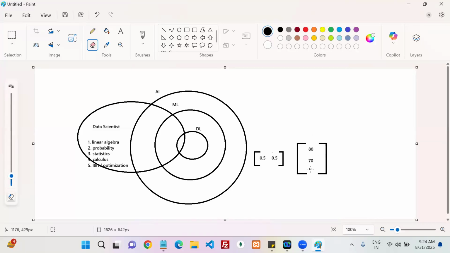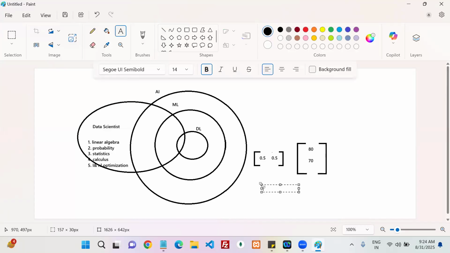This is my actual score. This is one column. Now through matrix multiplication I want to find the average. So how can we do the matrix multiplication? Very simple. This row has to multiply with this particular column, or not? First 0.5 you multiply with 80, then you get 40. Now 0.5 you multiply with 70, then you get 35.